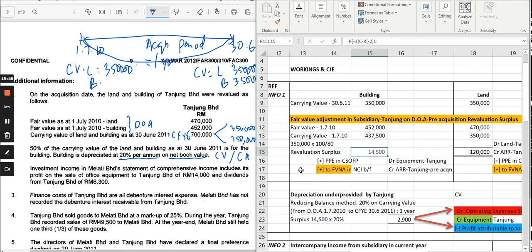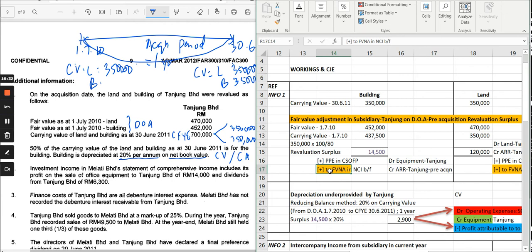So that revaluation surplus is not the one which happened in the current year. Again, this is what happened on the date of acquisition. So meaning that this one is not the one happening throughout the current year. So that happened immediately after the date of acquisition. So therefore, it is a pre-acquisition surplus, 14,500. So the impact is that it will be included in the calculation of the fair value of the net asset, because you need to find out the non-controlling interest brought forward, as one of your workings for your consolidated statement of changes in equity.